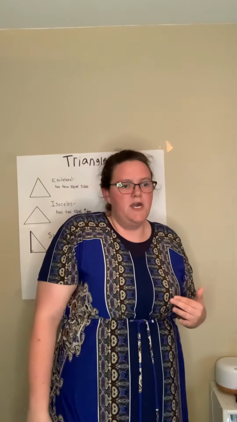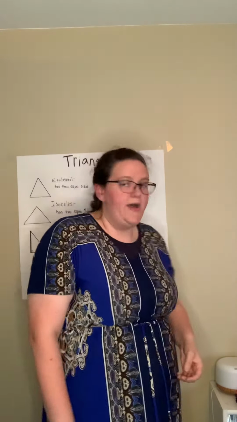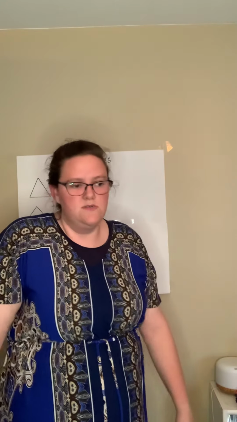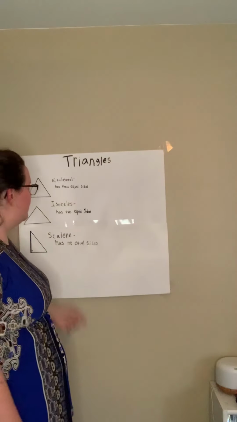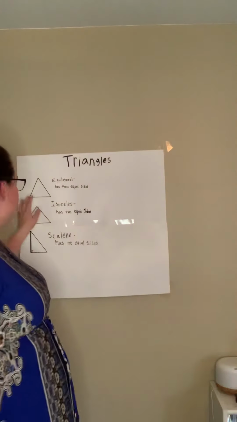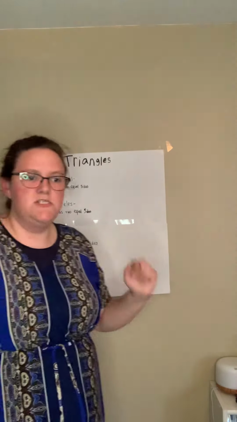Now this triangle, just like any other triangle, has 3 sides. Every triangle has 3 sides. They also have 3 angles. That's why we call them triangles. Tri meaning 3, like a tricycle, when you were little, you rode a tricycle because it had 3 wheels. Triangles have 3 sides and 3 angles. Now the equilateral triangle has 3 equal sides.